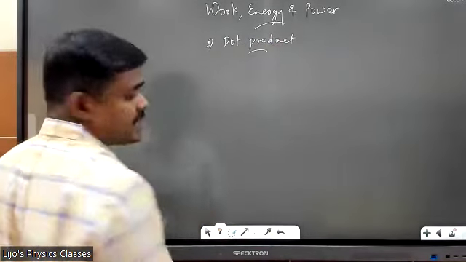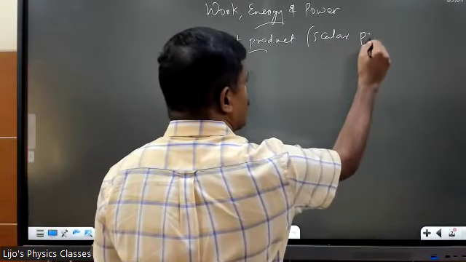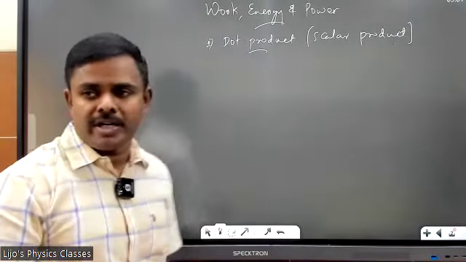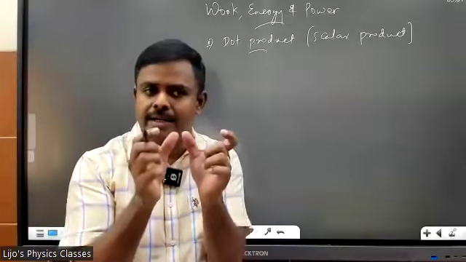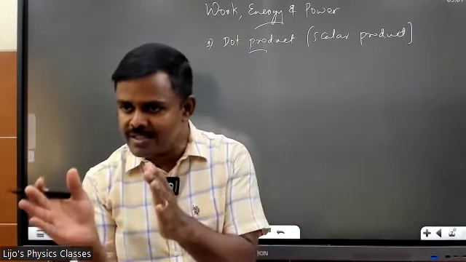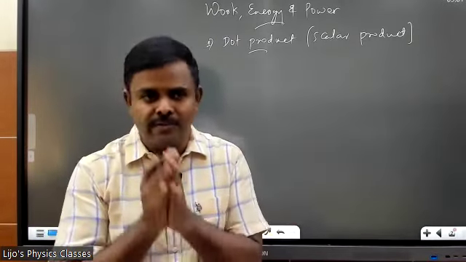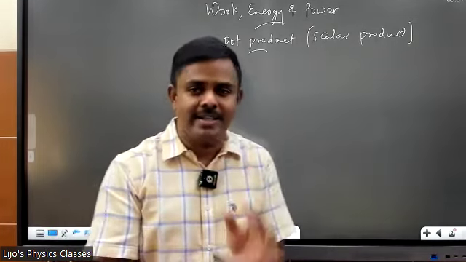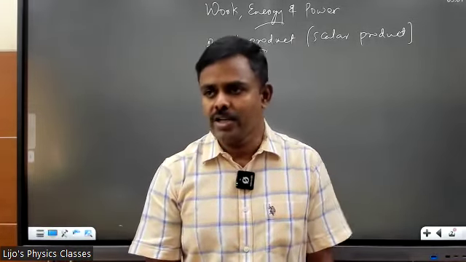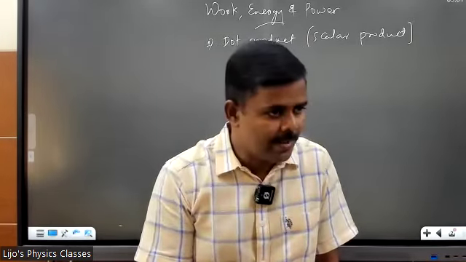It is also called the scalar product for a reason. What is the reason? The answer you're going to get is a scalar quantity. So when you take the dot product of two vectors, one vector is multiplied with another vector, and the result will be a scalar. The result will not have a direction. Such a multiplication is called scalar multiplication or dot multiplication.